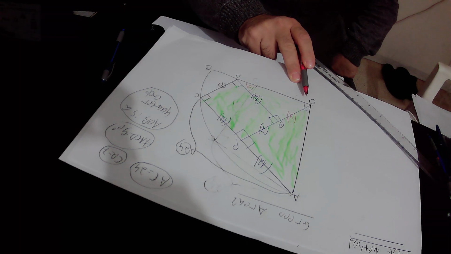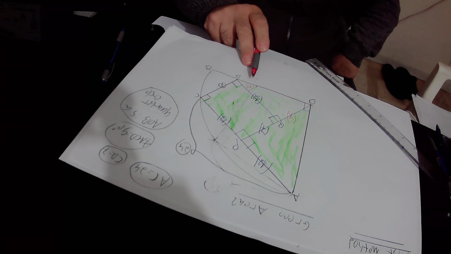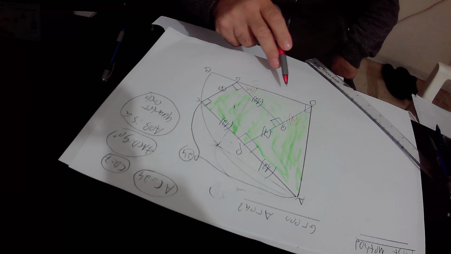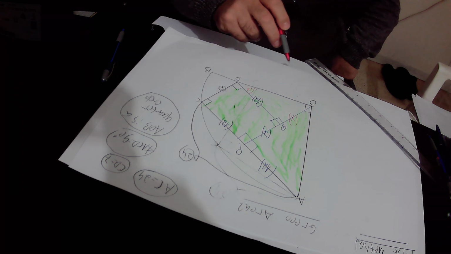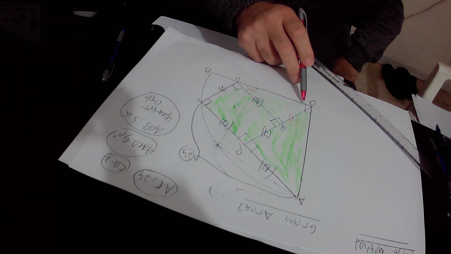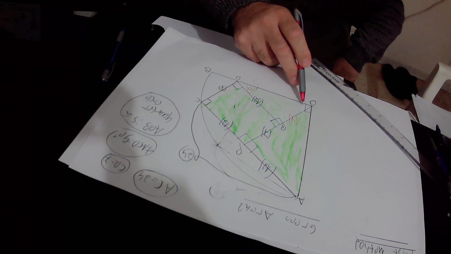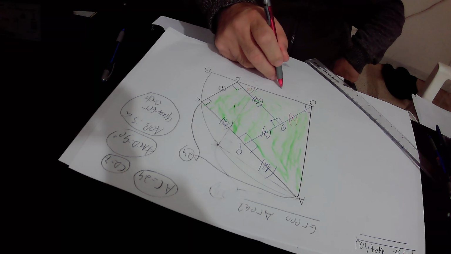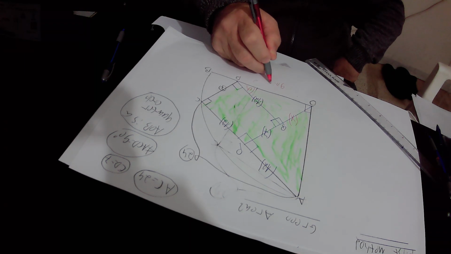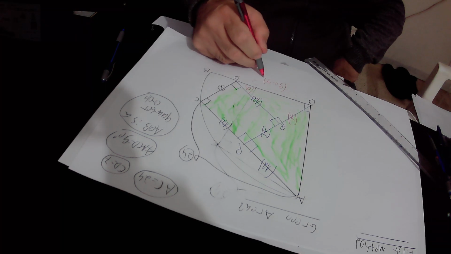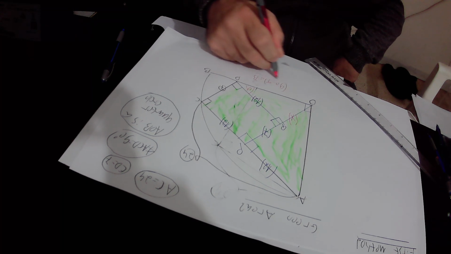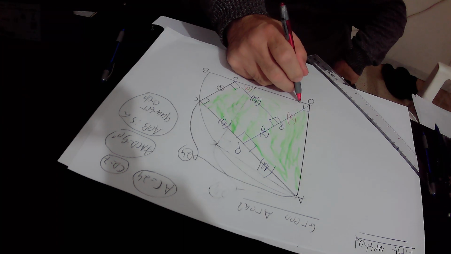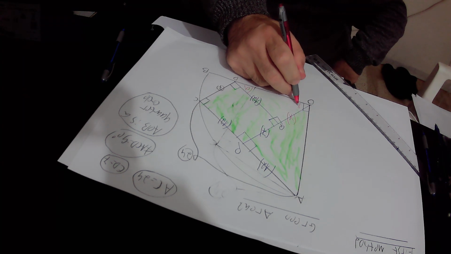Why? Because 90 degrees minus alpha plus alpha is 90 degrees, and 90 degrees plus 90 degrees is equal to 180 degrees. That is the sum of the angles in any triangle. So the missing angle here must be equal to 90 degrees minus alpha. So we define 90 degrees minus alpha as beta. So the missing angle here must be equal to beta.